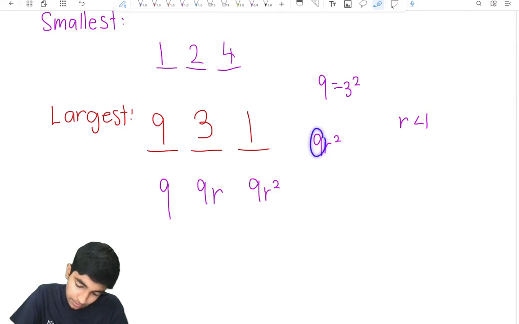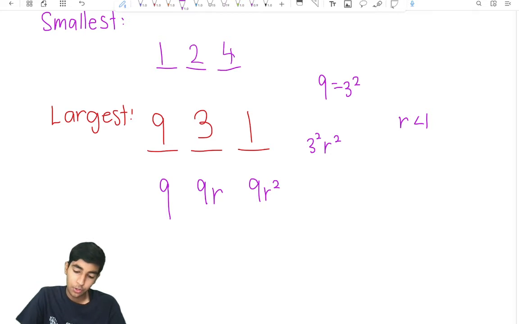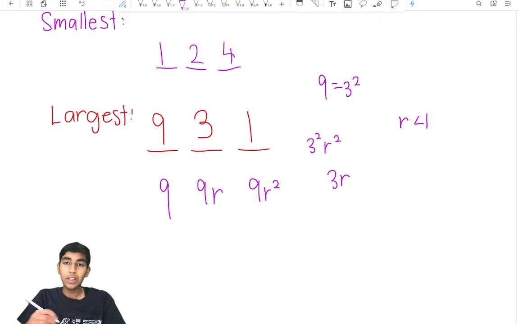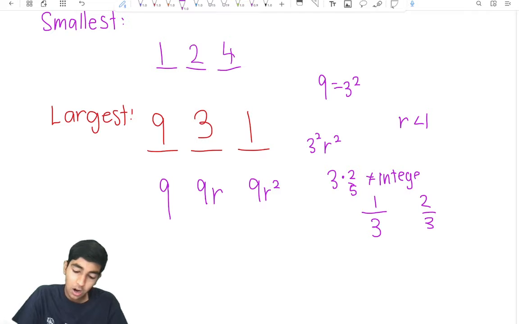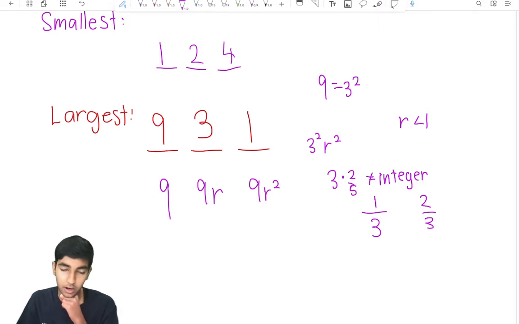9 is 3 squared. So that means that 3 squared r squared is an integer, or 3r is an integer. So that means r has to have a denominator of 3. So it has to be 1/3, 2/3, or something like that, right? Because anything else, let's say it was 2/5. If r was 2/5, now this is not an integer. But remember, we want 3r to be an integer, so this won't work. So the denominator of the fraction, the common ratio, has to be 3.